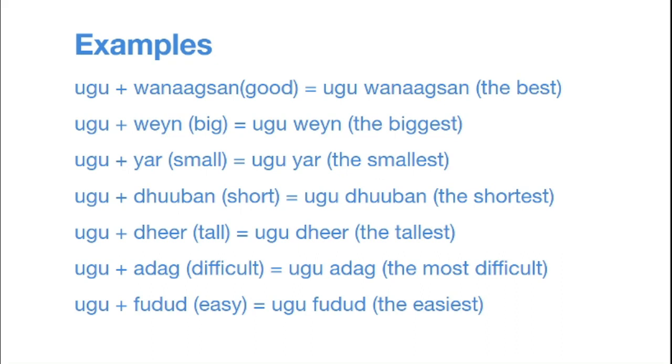There, tall. Ugu there, the tallest. Adag, difficult. Ugu Adag, the most difficult. Fudud, easy. Ugu Fudud, the easiest.